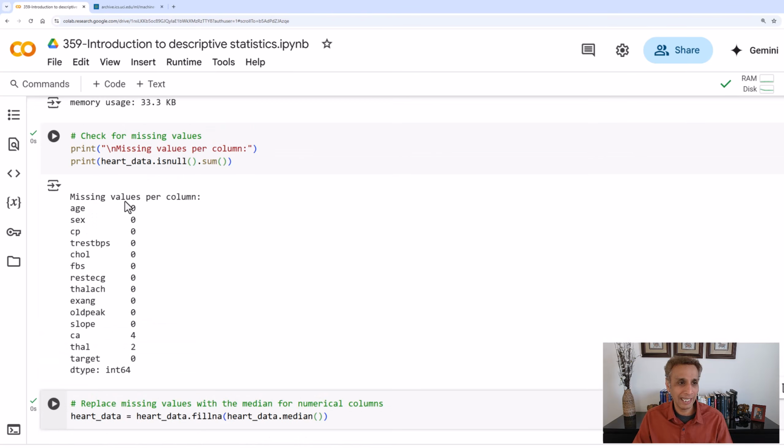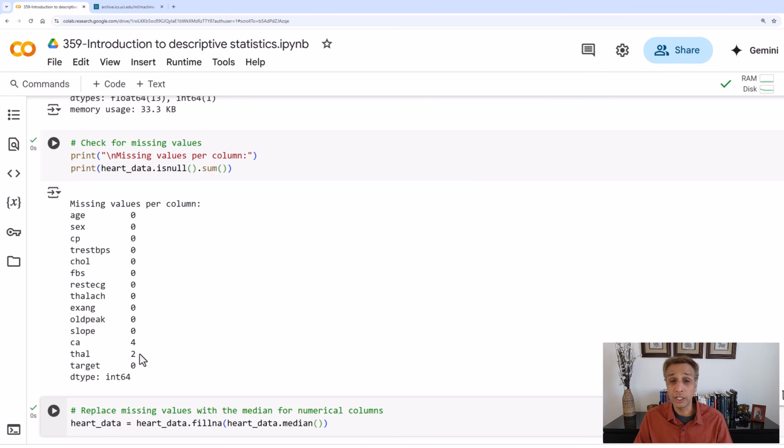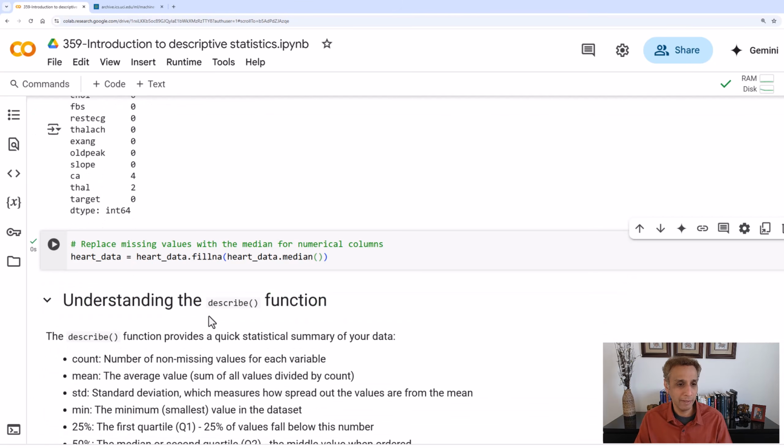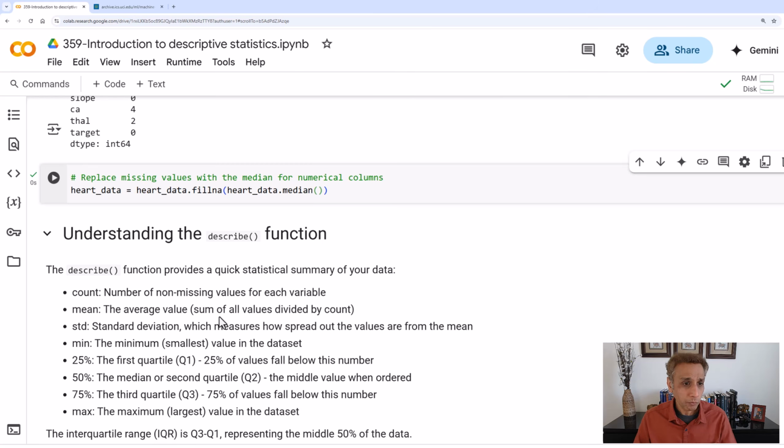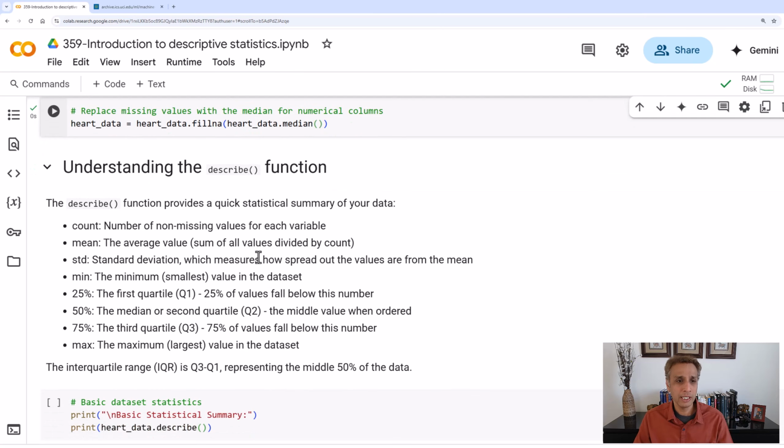Now, if you run this again, it will show all zeros. Yeah, if you run the same command. Okay. Now, the next thing we're going to do is .describe. I already talked about it in the slide presentation part of it. It gives you the count, mean, standard deviation, minimum, and the different quartiles right there.